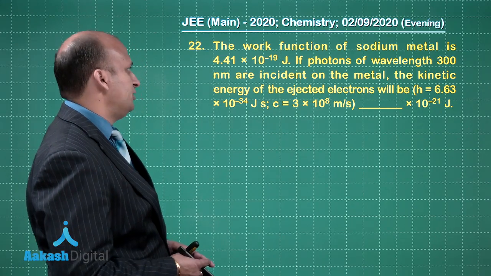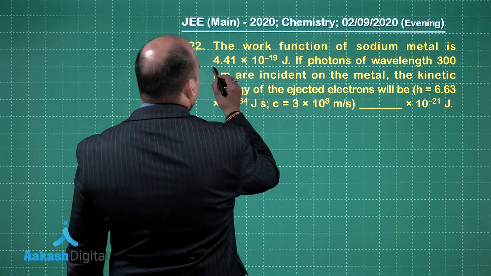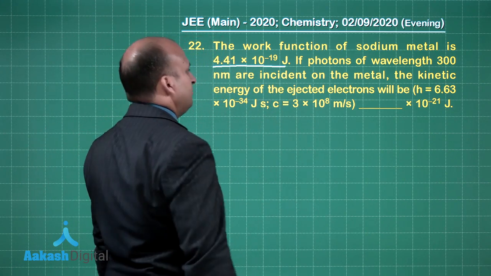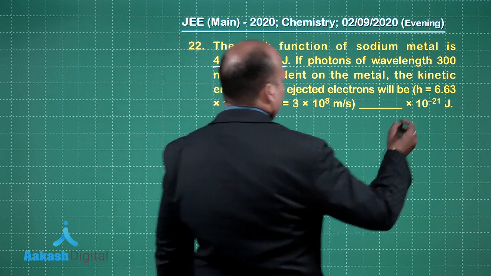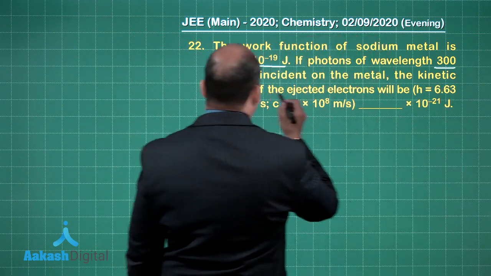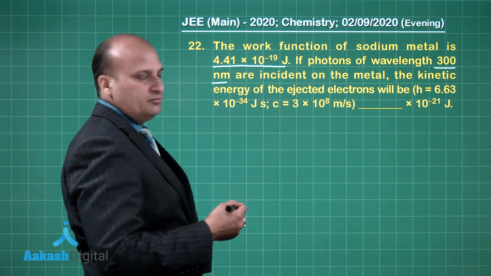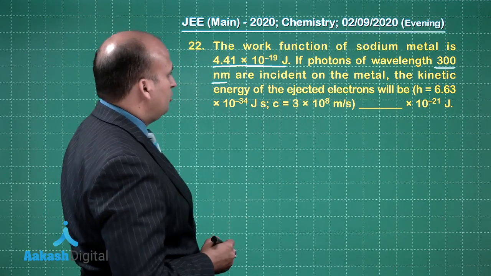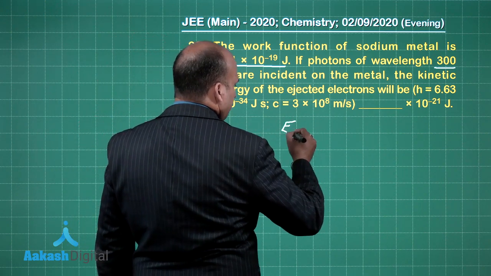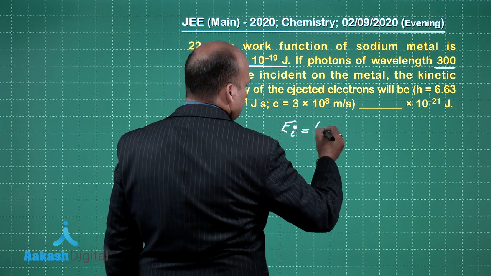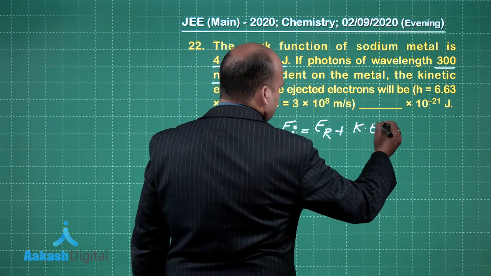Let's look at question number 22. The work function of sodium metal is 4.41 into 10 raised to power minus 19 joules. A photon of wavelength 300 nanometers is incident on the metal. The kinetic energy of the ejected electrons will be... So, we know that the incident energy is equal to the work function plus kinetic energy.